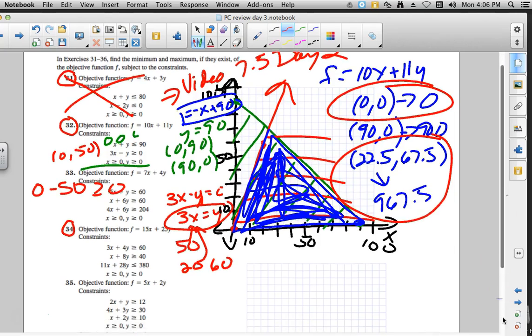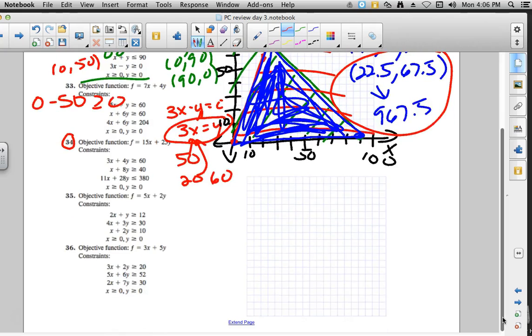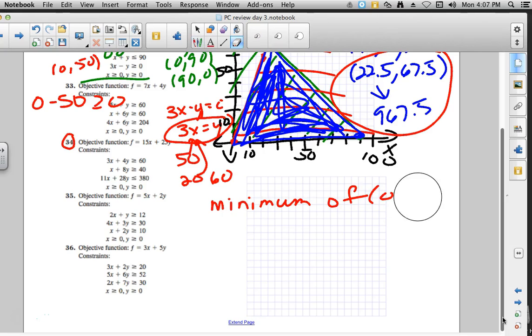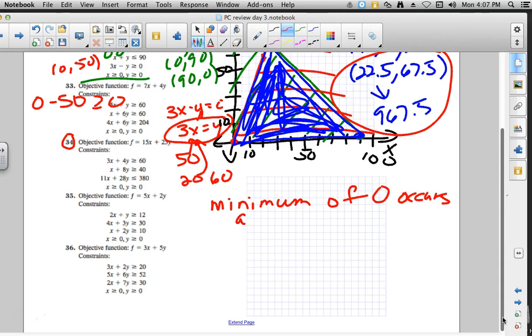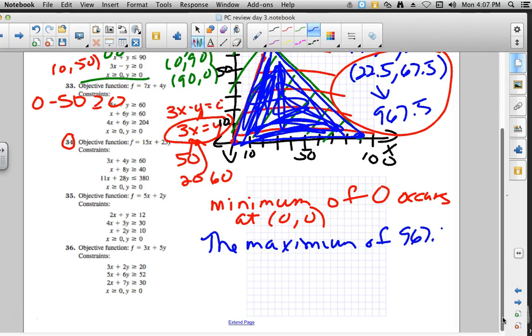And that's how we should write our answer for this one. So the minimum of 0 occurs at 0, 0. The maximum of 967.5 occurs at the ordered pair 22.5, 67.5.